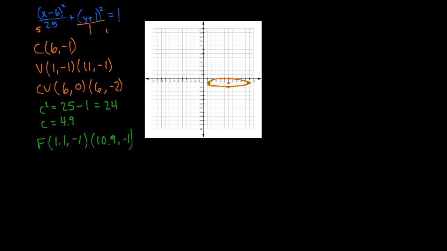So those are all the pieces that you should give when you're graphing an ellipse. Give me the center, the vertices, the co-vertices, and finally the foci.